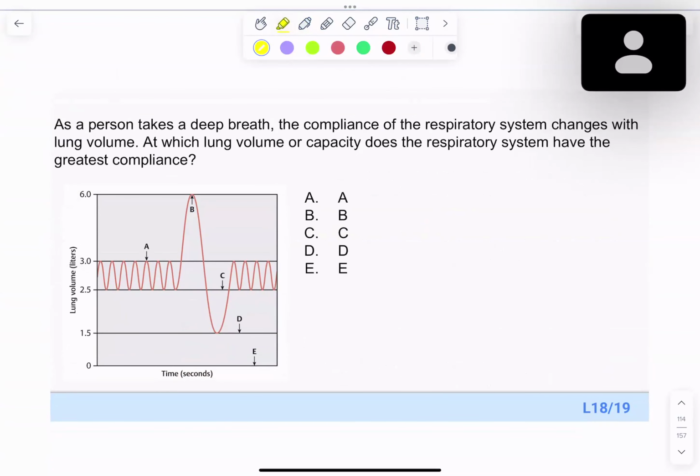Okay, let's move on. So, as a person takes a deep breath, the compliance of the respiratory system changes with lung volume. At which lung volume or capacity does the respiratory system have the greatest compliance?